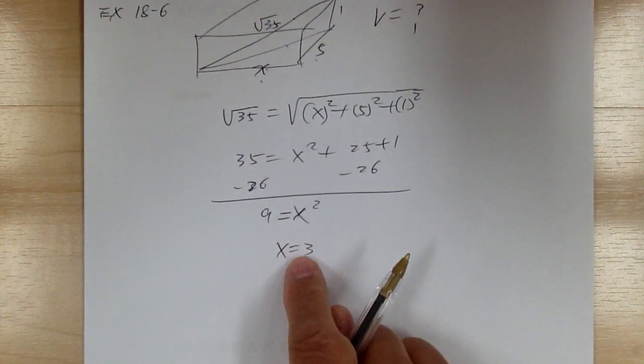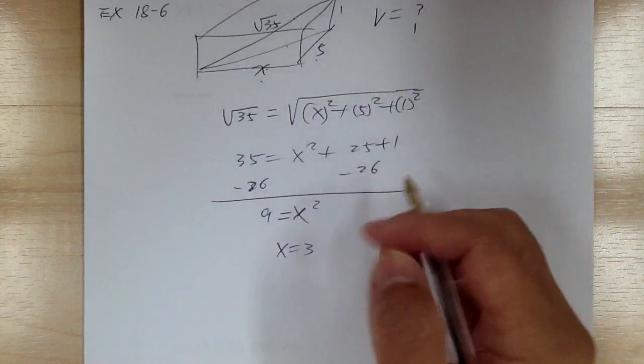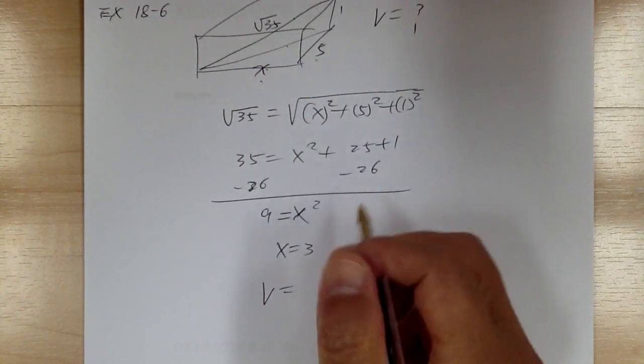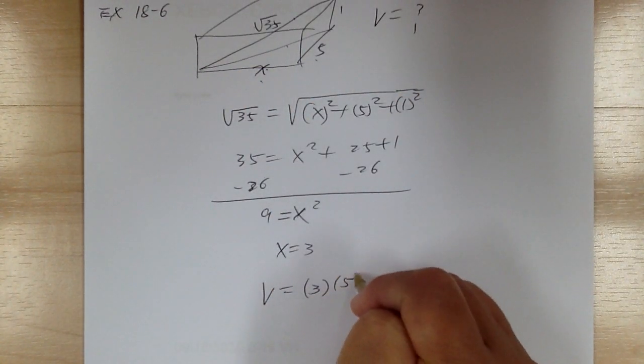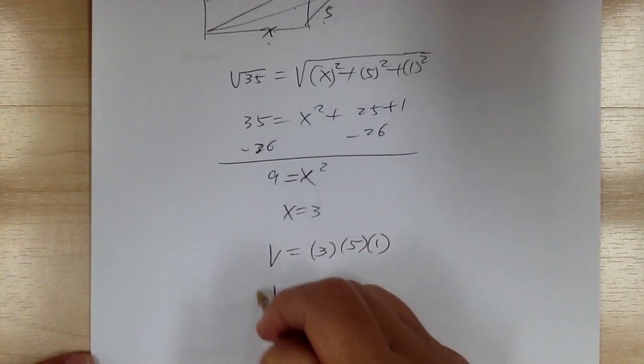So once you find x equal to 3, whether this is length or width, right, you can figure out the volume. So volume would be just the length times width times the height. So volume will equal 15.